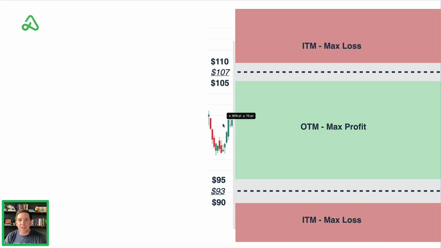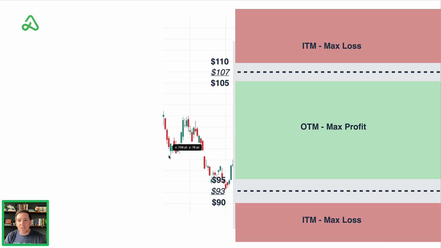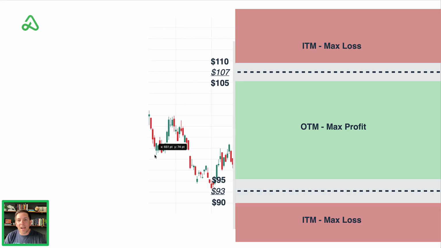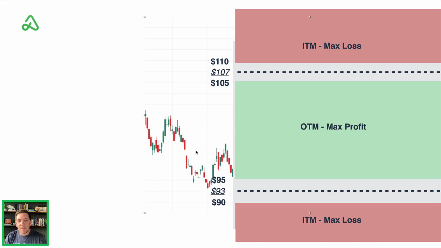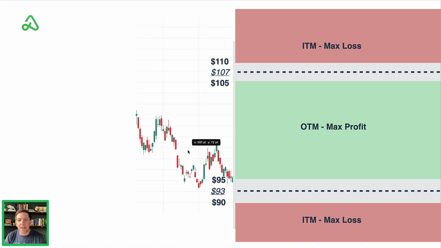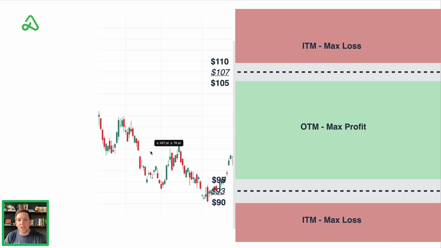So as the stock is generally trading, and this is how I think about it, we want the stock to stay in this range. It could go down, it could go back up. As long as it doesn't go outside of this range, we would be okay. So let's say right now that the stock actually ends expiration maybe right here.